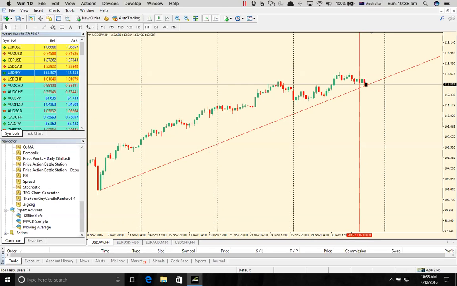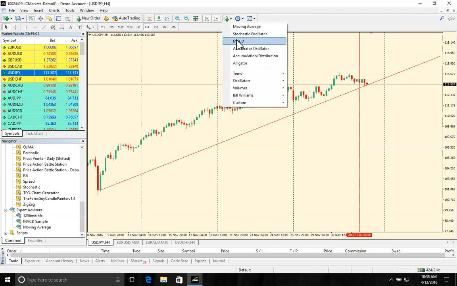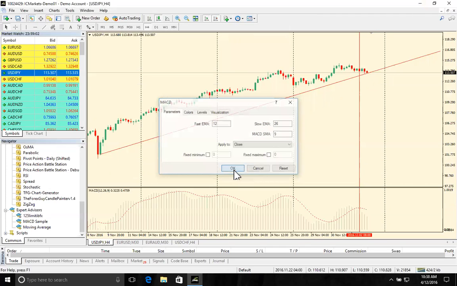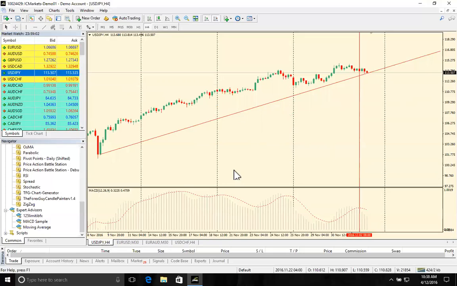Sir, I have a question. Yes. Can you show us the MACD at this moment and see how the MACD is supporting that we should be going buy on this? There you go, the MACD. Yep.